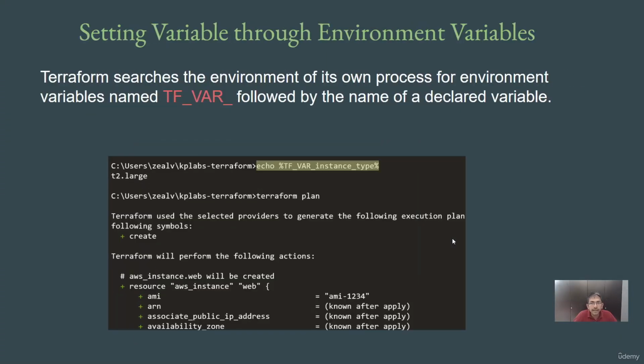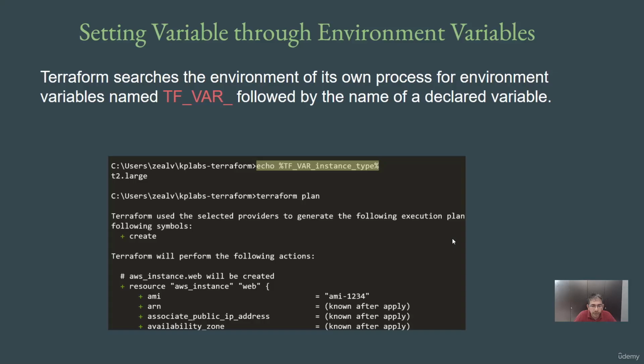Now the last approach that we also have to be familiar with is you can set the variable value using environment variables. Whenever you are using an environment variable to set the value of a variable, the environment variable must follow a specific naming convention. For example, instance_type is the variable name. If you want the value of instance_type to be taken from an environment variable, then the environment variable should have the naming convention of TF_VAR_ followed by the name of the variable, whatever it may be. Then only Terraform will take it as part of the environment variables.